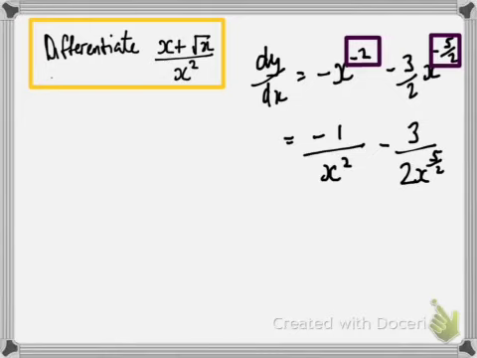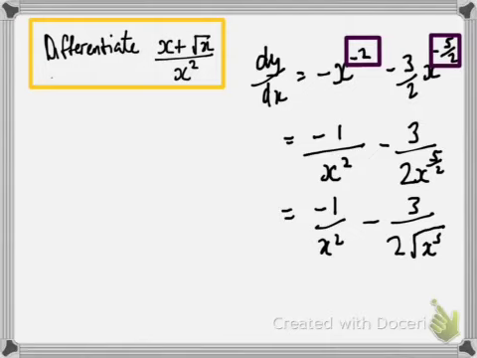Alright, so the last bit equals negative 1 on x squared minus 3. Now is this step totally necessary? Probably not, but power of 5 on 2 is the same as the square root of x to the power of 5. I contend that you'd still get full marks for getting to there, but anyway, that's that last conversion as well.